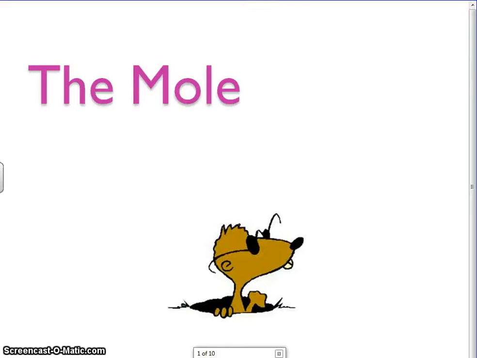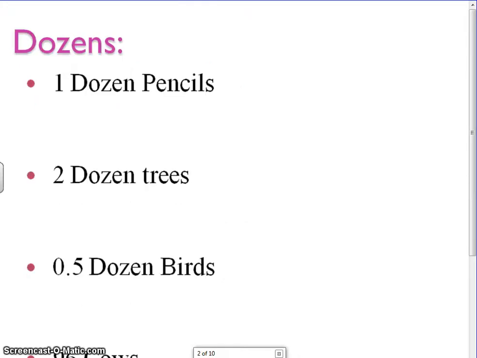Now we're going to start talking about the mole. Obviously not the animal, we're going to be talking about a mole that we use frequently in chemistry class. Before we get to that, we're going to talk about dozens. I know this seems pretty elementary, but it's crucial, I think, to make sure you understand this before we move on to the mole.